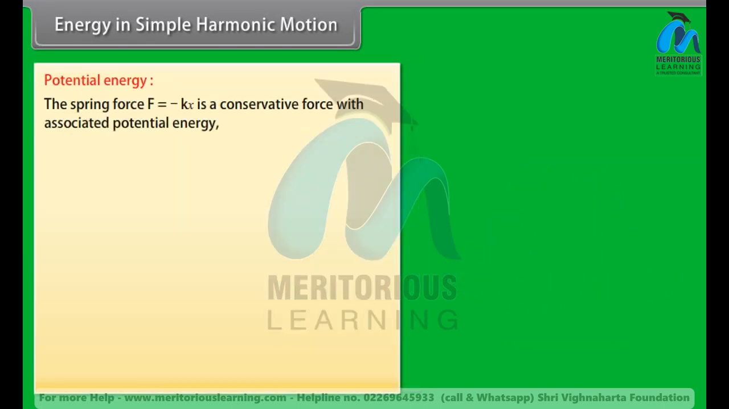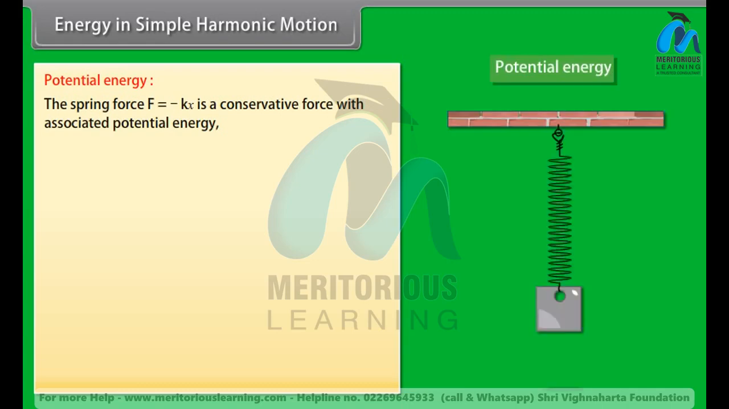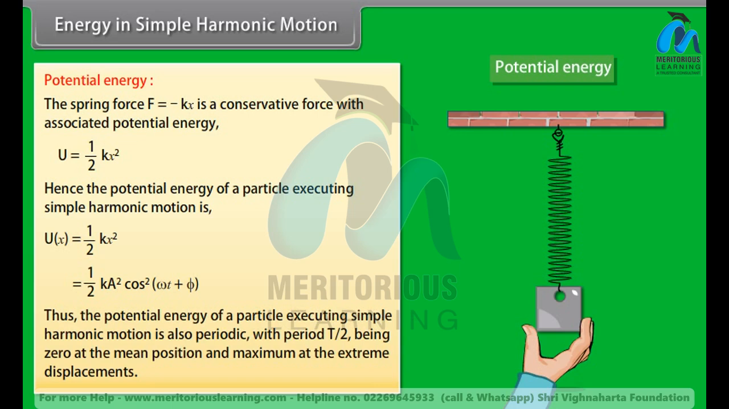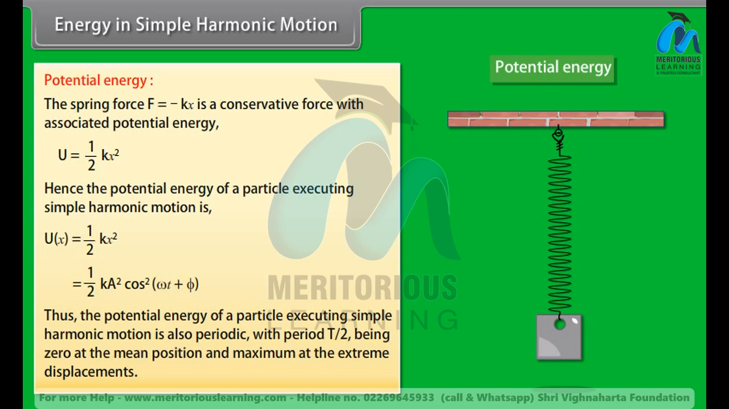Potential energy. The spring force F = -kx is a conservative force with associated potential energy U = ½kx². Hence, the potential energy of a particle executing simple harmonic motion is U(x) = ½kx² = ½kA² cos²(ωt + φ). Thus, the potential energy of a particle executing simple harmonic motion is also periodic, with period T/2, being 0 at the mean position and maximum at the extreme displacements.